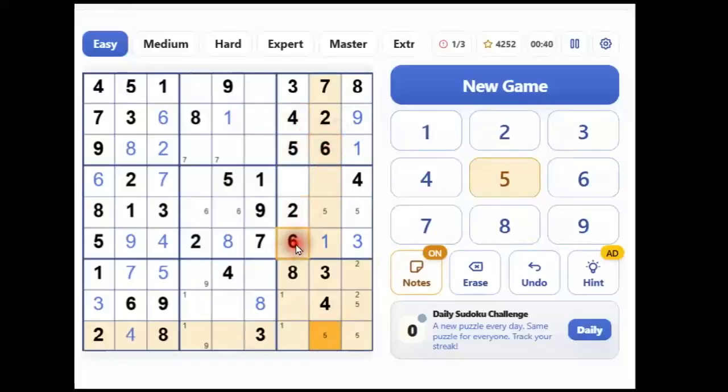This 5 here means we can't have 5 down there. So there are 3 cells here that can possibly take the 5. Pencil all 3 in. There's a 6 here and a 6 here. So these 3 cells can take the 6, but not the middle one. So pencil a 6 here and a 6 here.